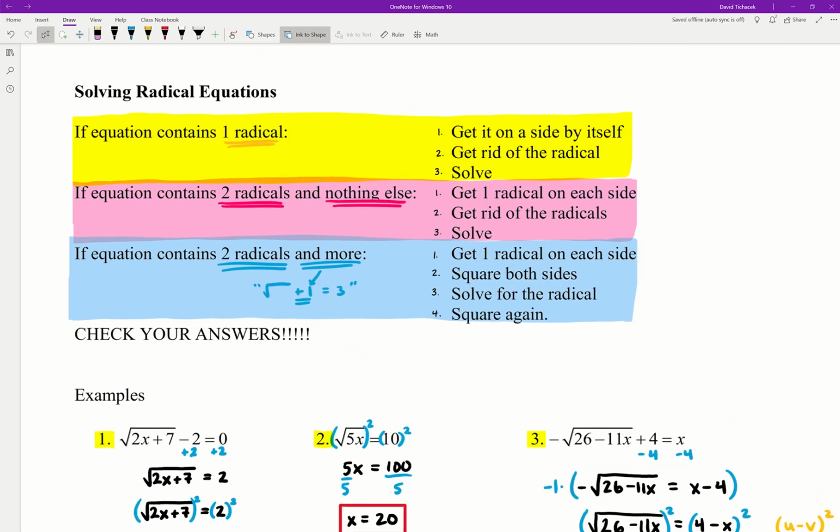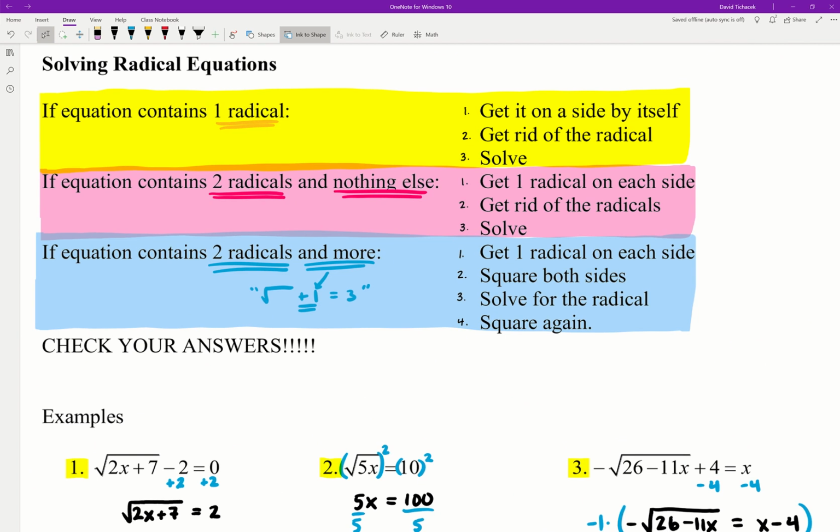So remember, if you have one of your radical equations, always be sure to be using these steps here, and always check your answers. Use those calculators.